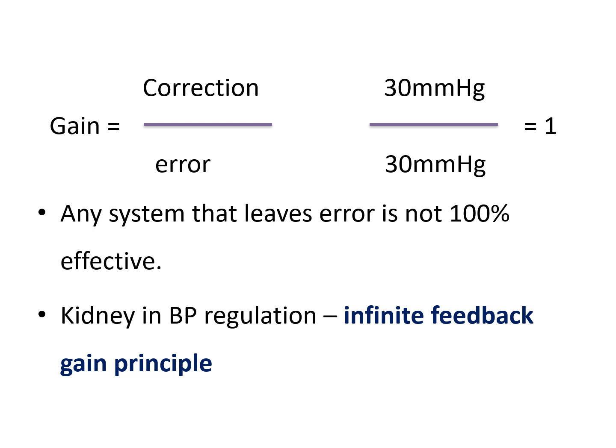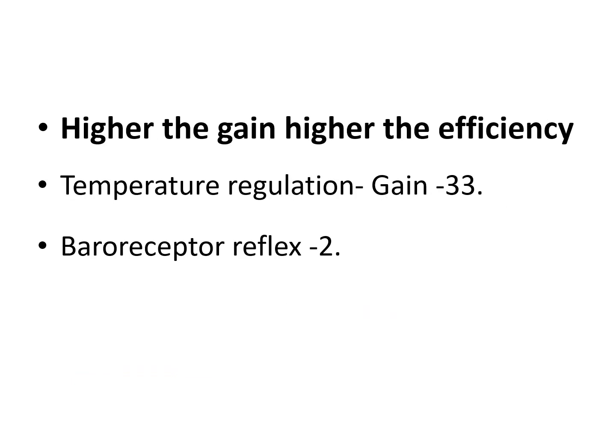The very important thing to know is that any system that leaves error is not 100% effective. Here we have 3 examples. Kidney in blood pressure regulation has an infinite feedback gain. The principle is: higher the gain, higher the efficiency. The very important thing to know is that the correction should be higher and the error should be less. The baroreceptor reflex has a gain of -2, and among the physiological control systems, the temperature regulating system has a very high gain, which is -33. It is one of the most efficient control systems of the body. So we said higher the gain, higher the efficiency.